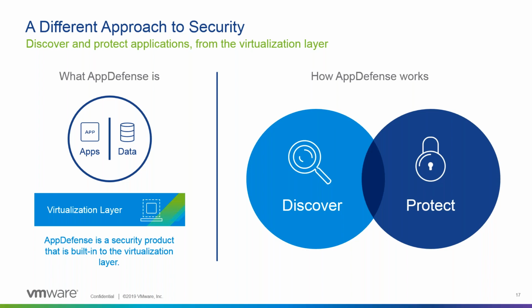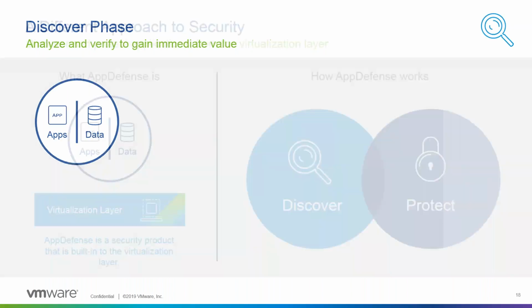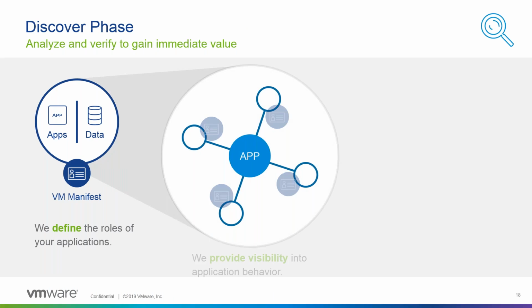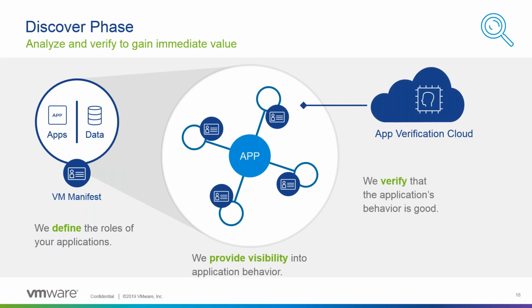Let's double click into a little bit more detail into these things, and we'll start with the discover phase. As soon as you turn AppDefense on, it starts to discover what's going on in your environment. This is all about analyzing and verifying application behavior. We start by defining the roles of each of your applications. So we're essentially putting the applications into buckets based on which machines are communicating to each other. And we give you some deep visibility into exactly what's going on inside each of those applications.